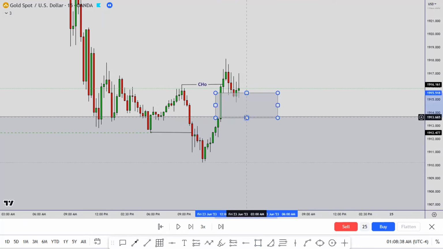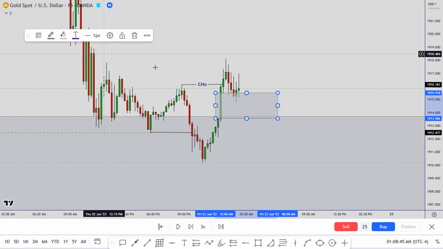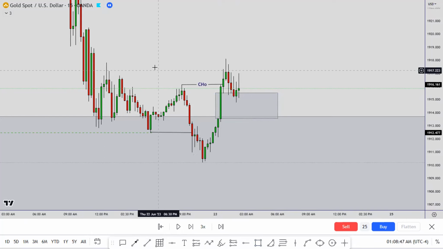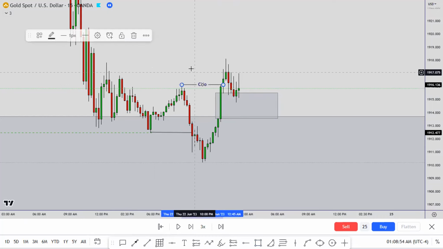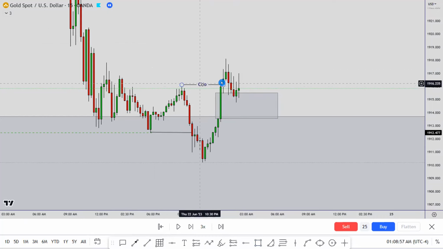Just another question here. So we're considering this a change of character because the bullish candles are breaking the previous swing high with bodies, not wicks? Yes, absolutely. So it has to be a very valid break of market structure, and you have to see the candles breaking with a very impulsive move, leaving behind imbalances, as you can see here. So the market is filling this imbalance.